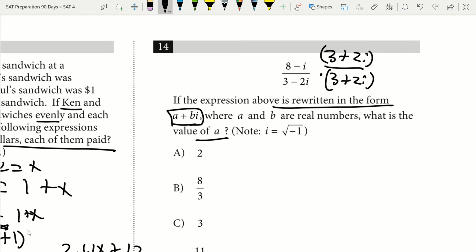When I do that, I see that in my denominator, I'm going to have a 9, and then I'll have a negative 2i times 2i, which is negative 4i squared, which means it's going to be plus 4 since i squared is negative 1.